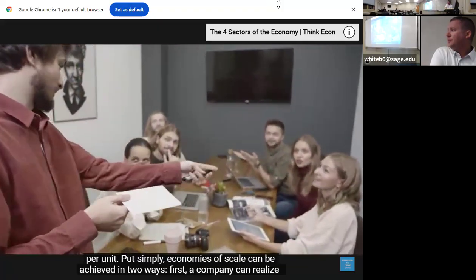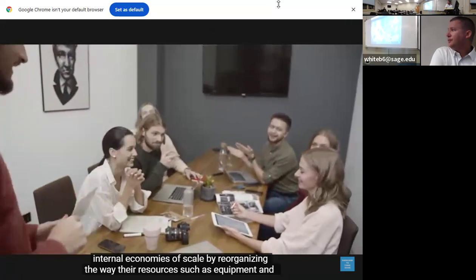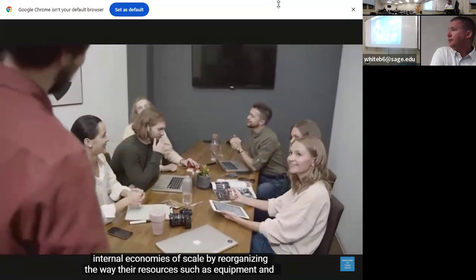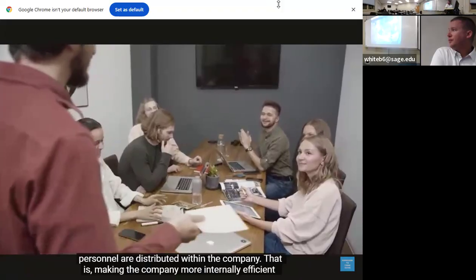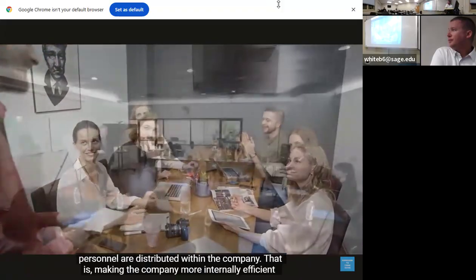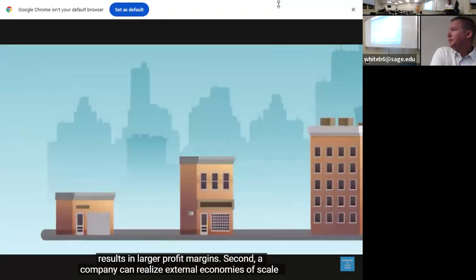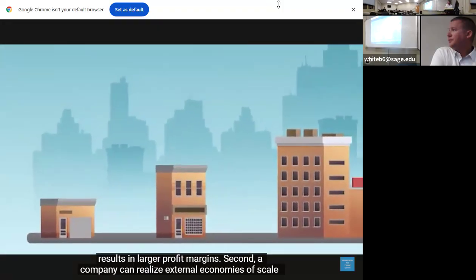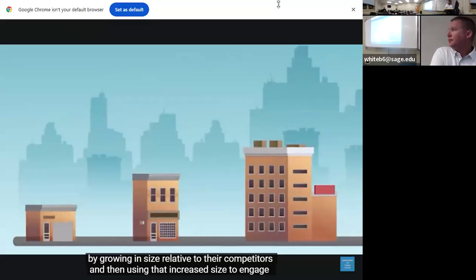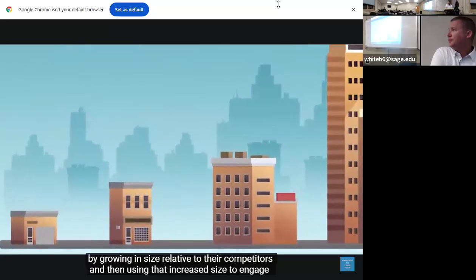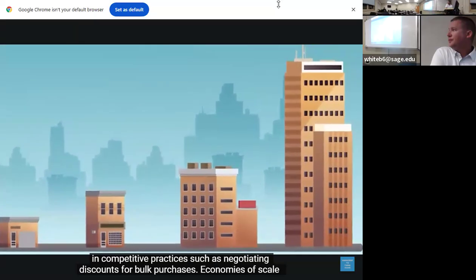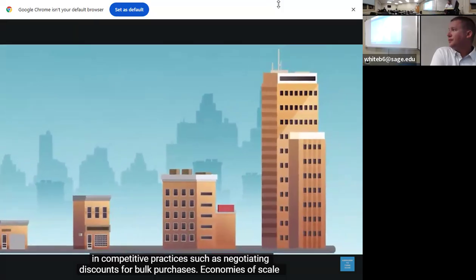First, a company can realize internal economies of scale by reorganizing the way their resources, such as equipment and personnel, are distributed within the company. That is, making the company more internally efficient results in larger profit margins. Second, a company can realize external economies of scale by growing in size relative to their competitors and then using that increased size to engage in competitive practices such as negotiating discounts for bulk purchases.